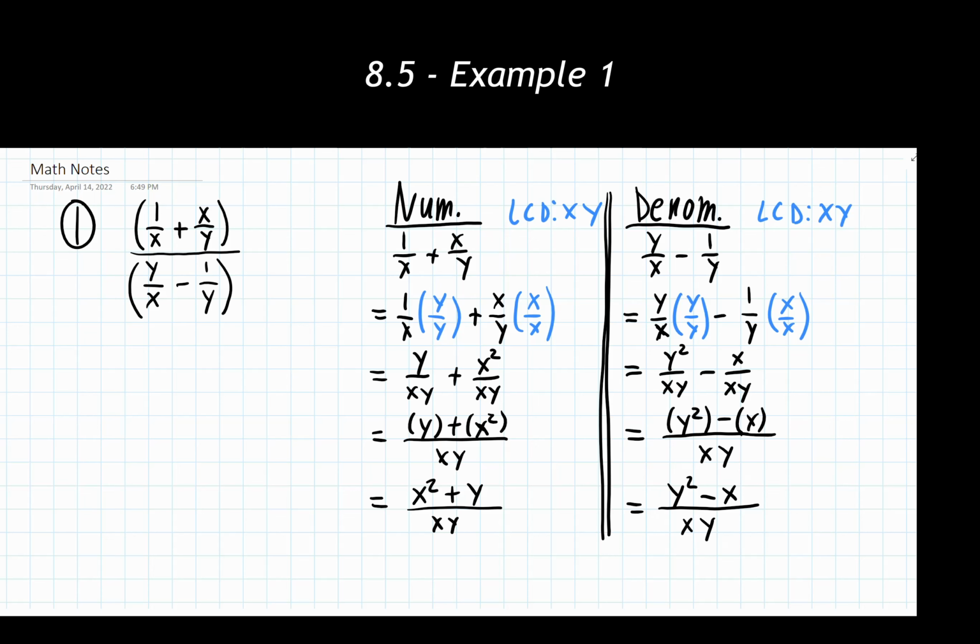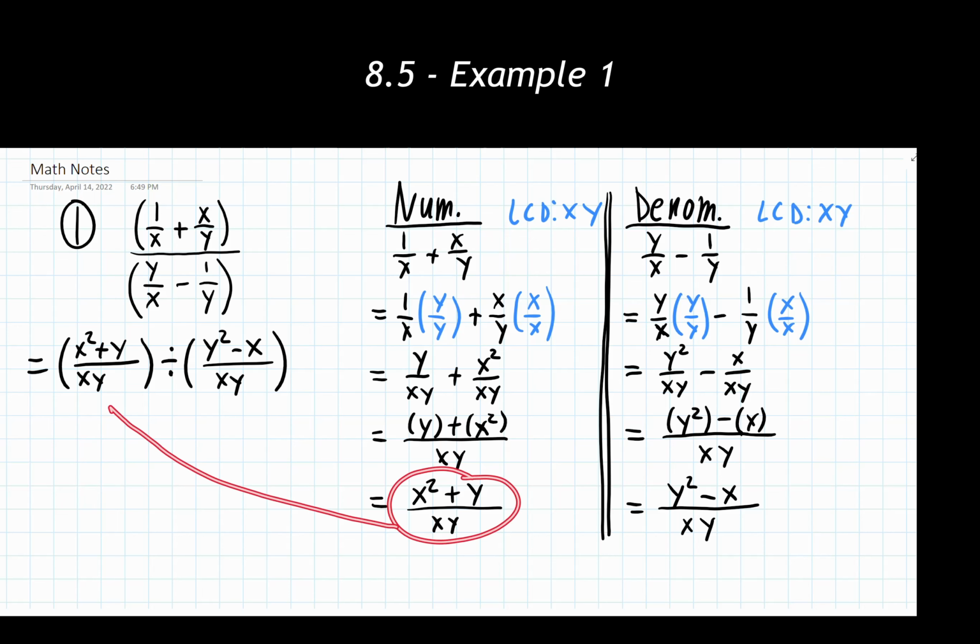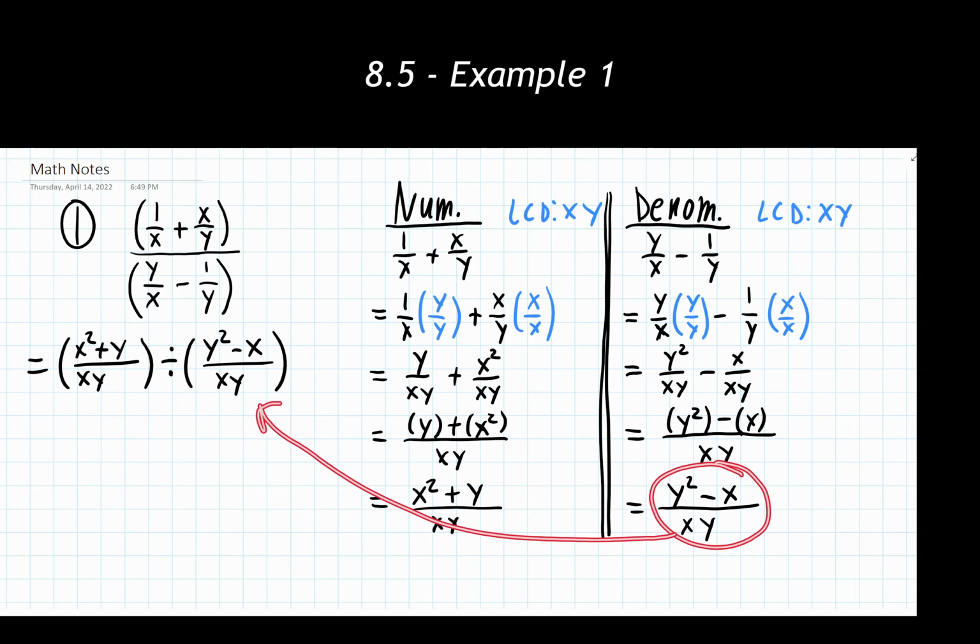Our second step then says to rewrite the equation into a division problem using a division sign. So that's going to look like the numerator, our now simplified numerator, being divided by our newly simplified denominator. So again, that's just this guy being plugged in here, this guy plugged in here.